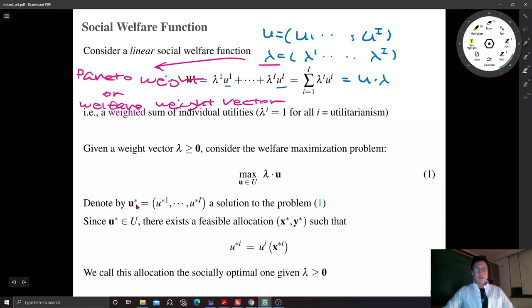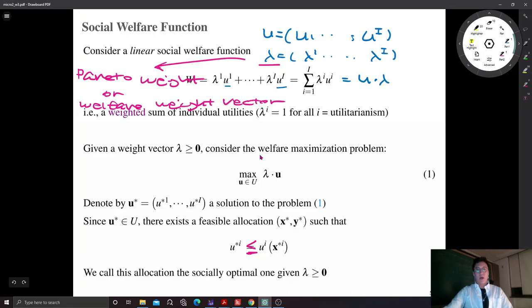And since U star should be in the set UPS, right? That is attainable, meaning that there exists a feasible allocation X star and Y star, and this U star should be lower than or equal to this utility level, right? Otherwise, if the inequality was reversed, a strict inequality, then there is no feasible allocation that attains U star, and that contradicts the assumption on UPS. So we must have this inequality. And then, the feasible allocation that enables us to achieve the utility level U star, we call the socially optimal allocation given weight vector lambda.